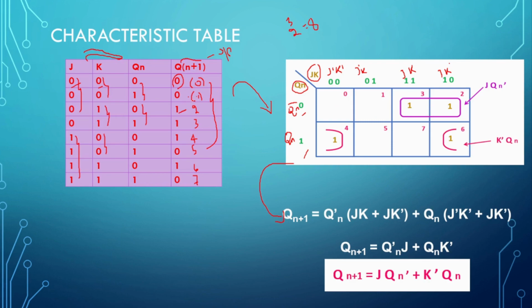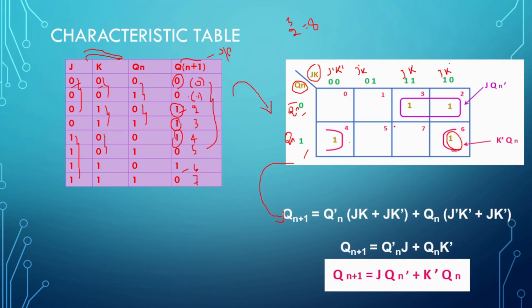See here where you will get a 1 as the output. One is in the second cell and in the third cell. So fill the second and third cells with 1. Afterwards, in the fourth cell also you will have 1. So fill here 1, and there will be one more 1. It is in the sixth place. So fill in the sixth cell with 1.